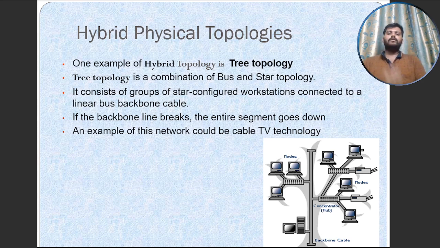So one of the famous hybrid topologies, we can say, is the tree topology, which is a combination of bus topology and star topology. And why do we make a hybrid topology? Both topologies have their own advantages and disadvantages, so it brings its own advantages, and the combination can be a better option, which can be done as a hybrid topology.